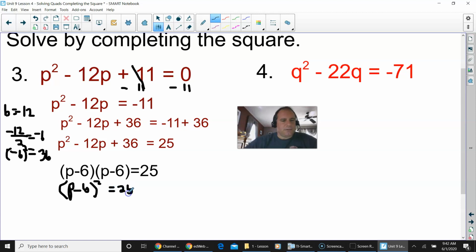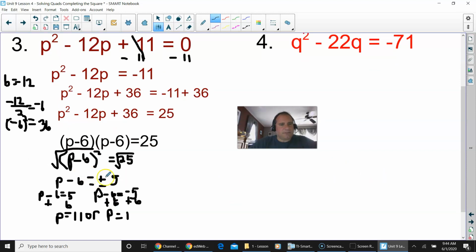And you have to solve, so you square root both sides just like that, and you square root that right side. So you have p minus 6 equals plus or minus 5, because the square root of 25 is 5. And we have p minus 6 equals plus or minus 5. Add 6 on both sides, and you get p equals 11. And then on this side, you add 6 on both sides, you get p equals 1.